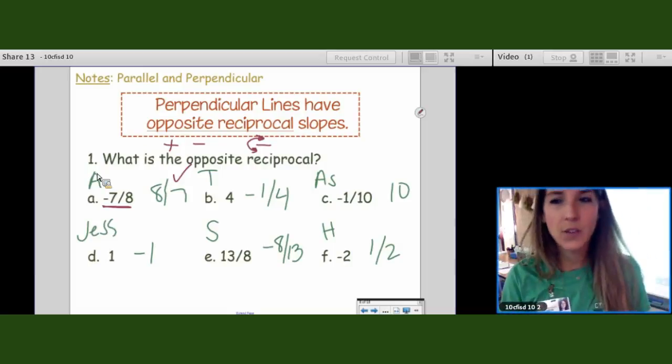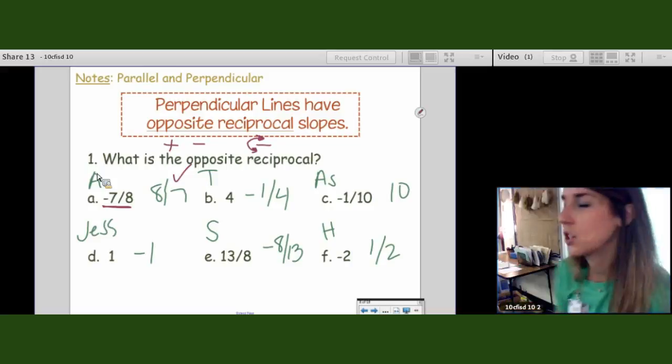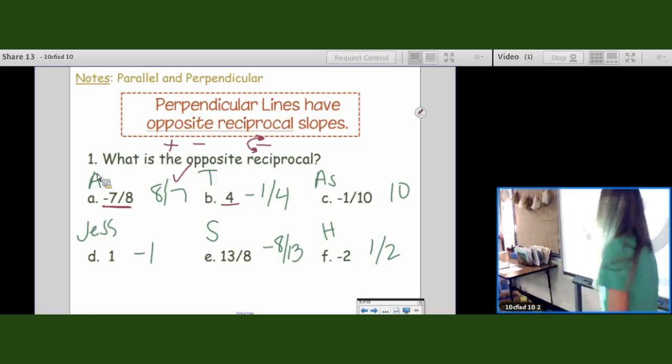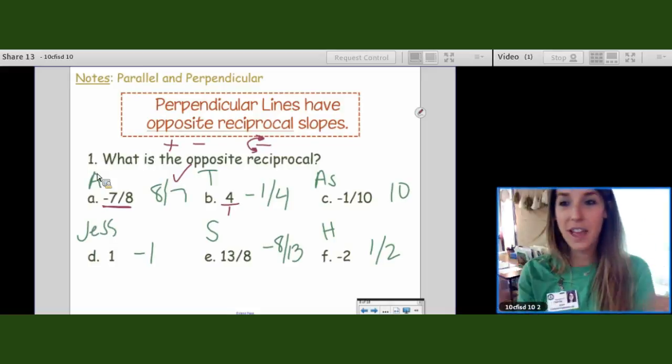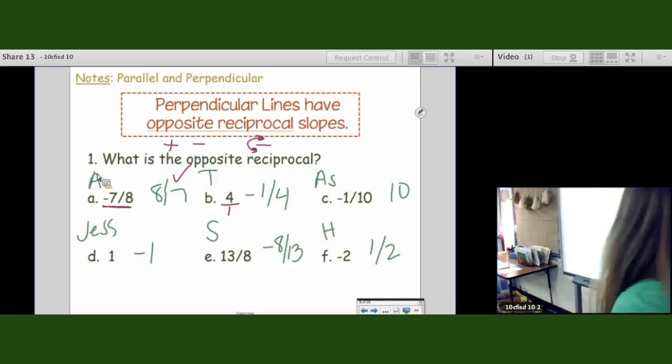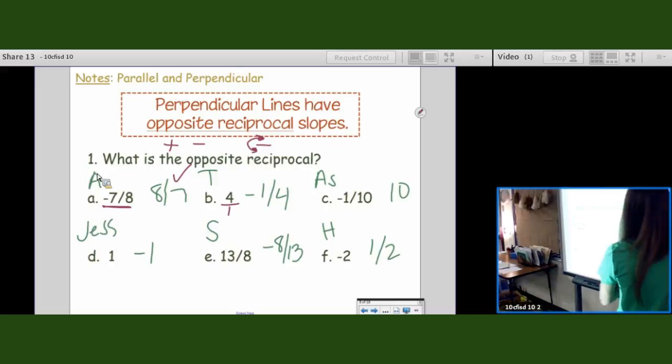4. A lot of people get confused by just the number 4. Make sure you put 4 over 1. And then when you flip, you get 1/4, and you change the sign, and you get negative. C, negative 1/10. Now, you flip and switch it.